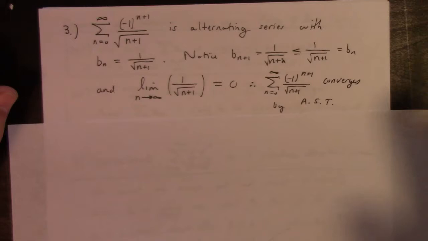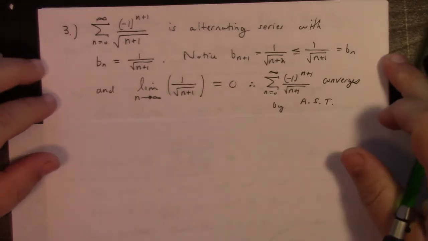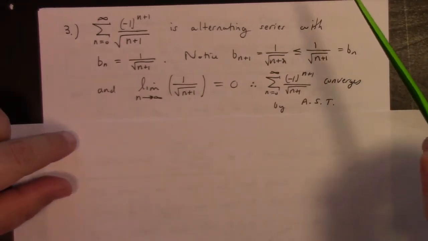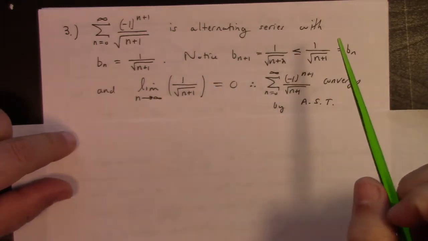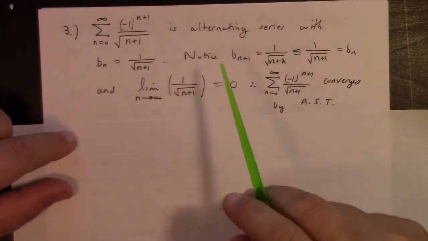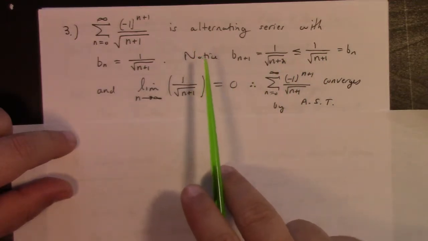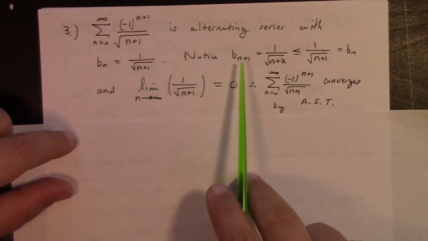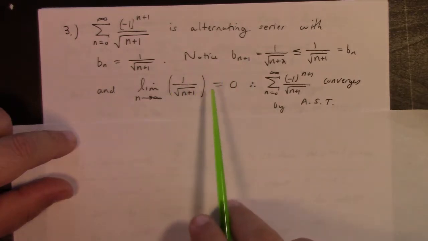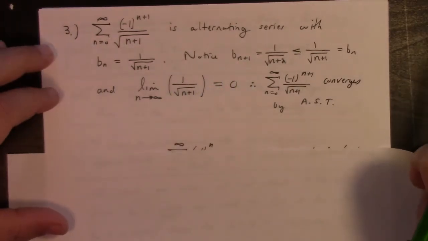Example 3, we have the p equals one-half alternating series. Again, we can argue that we meet the conditions of the alternating series test, namely the b_n's are decreasing, and they limit to 0.